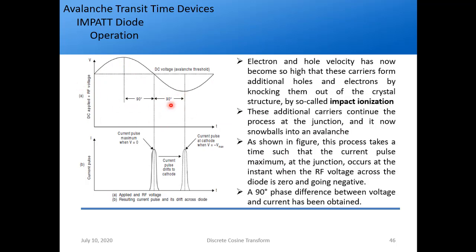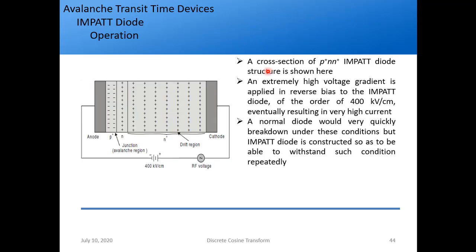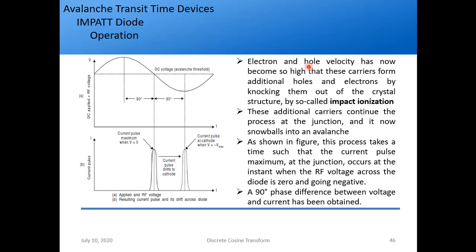Since the voltage is very high, the electron and hole velocity will also be very high. This diode will be made of, for example, GaAs, which consists of a crystal. Since the voltages are very high, the velocity will be very high, so they will be vibrating at a very high velocity. Because of this, some of the electrons and holes get knocked out of the crystal structure itself. This knocking out of the crystal structure is called impact ionization.